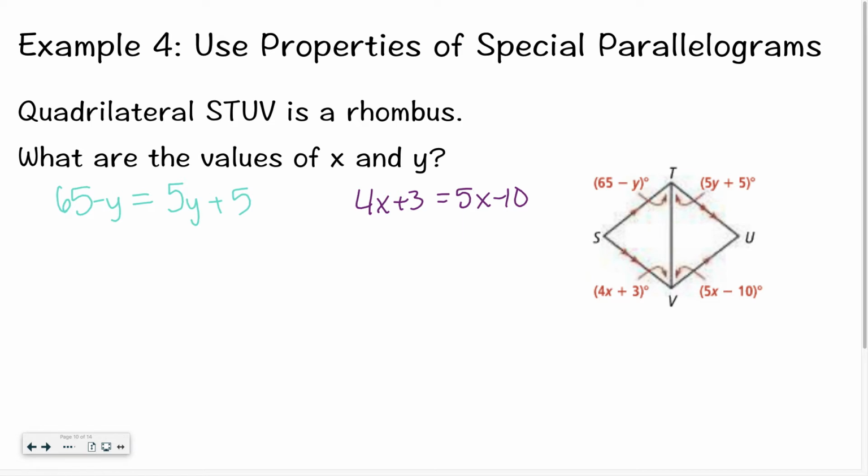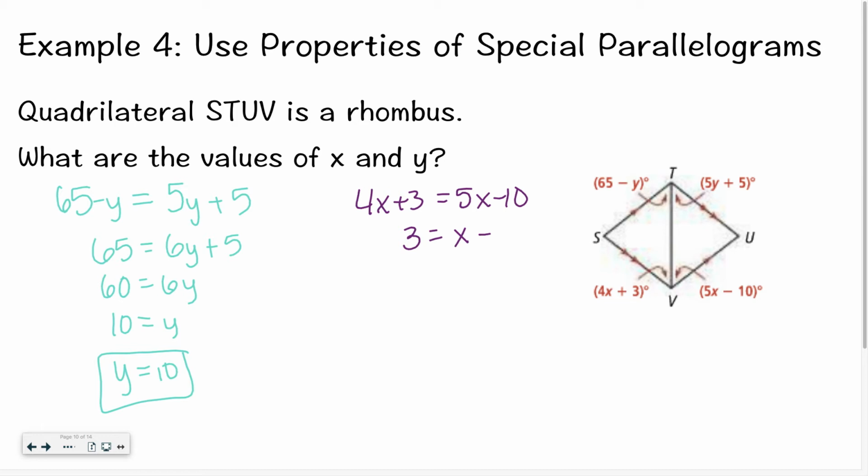So then if I solve for this, I can add y to both sides, and I would have 65 equals 6y plus 5. Subtract 5 from both sides, I have 60 equals 6y. Divide both sides by 6, and I have 10 equals y, or I can say y equals 10. Then if I want to solve for x, I can subtract 4x from both sides, and I'm left with x minus 10. I can add 10 to both sides, and I get 13 equals x, or I can say x equals 13. And that is how I would solve that problem.